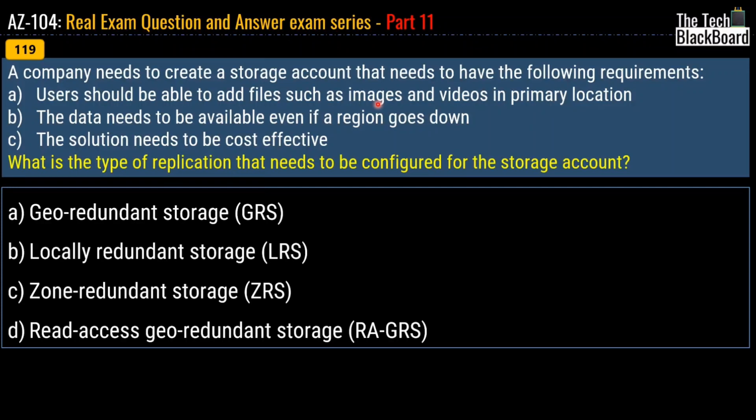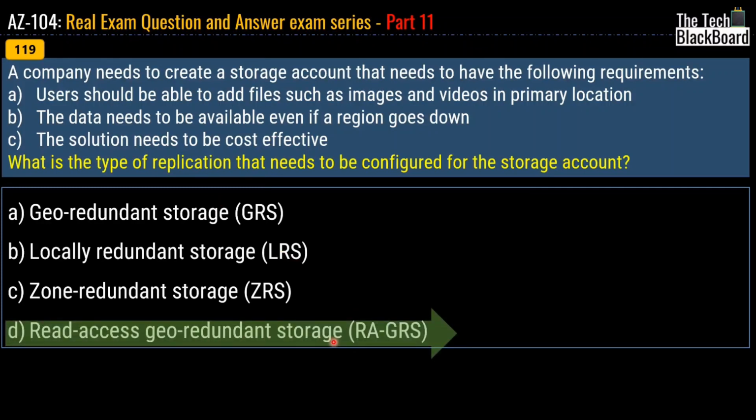So that's very important. Now, secondly, you have to understand that the data must be available even if the region goes down. So we are not talking about zonal redundancy or local redundancy. We are already in region redundancy. And that helps you eliminate some of the options. For example, you can already eliminate option B and option C because they offer locally redundant or zone redundant storage. Now, another very important point is that the solution must be cost effective. Looking at all these requirements, the correct answer for this question is read access geo-redundant storage.